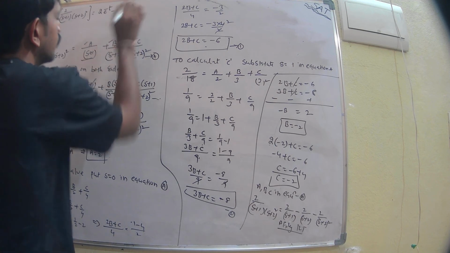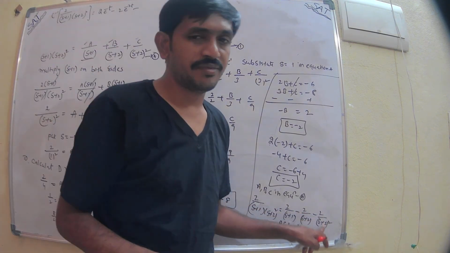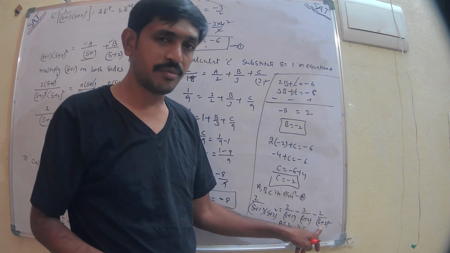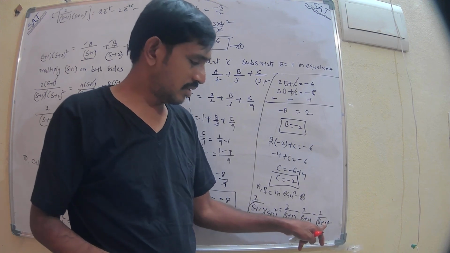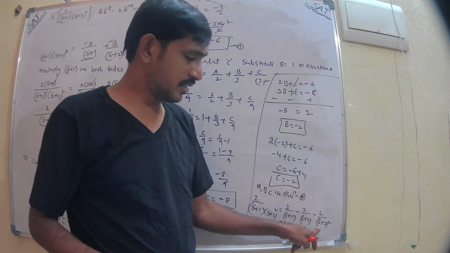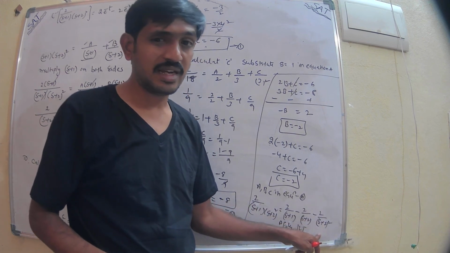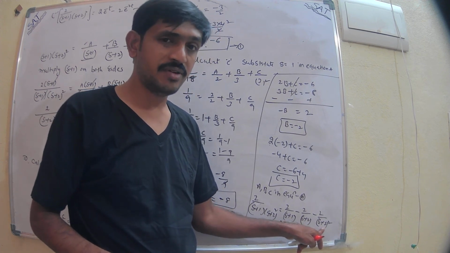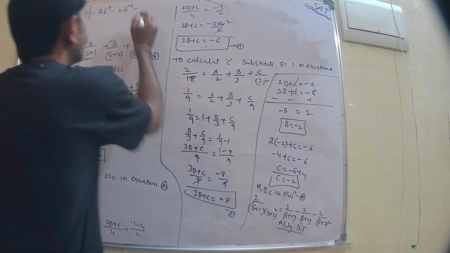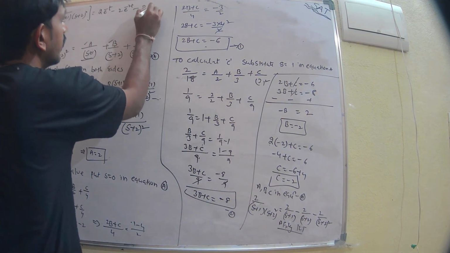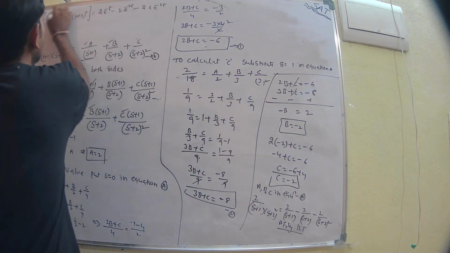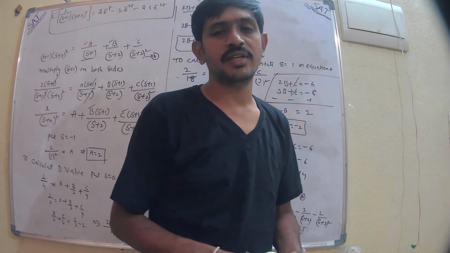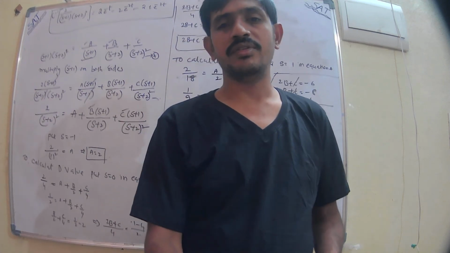Similarly, this is also a frequency shifting property. This is a frequency shifted version of the function 1 by s square, with a frequency shift by the factor of 2. So I can write here, this is 2 into t into e power minus 2t. This is the inverse Laplace transform of the given function. Like this, we can find the total inverse Laplace transform.